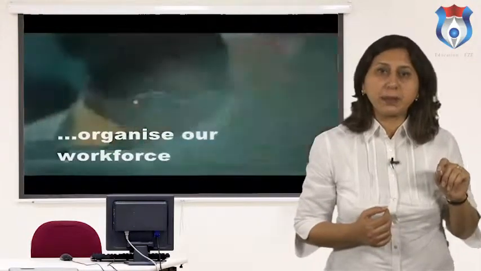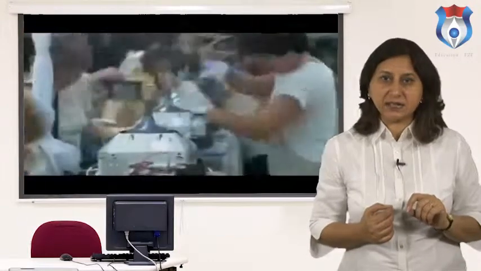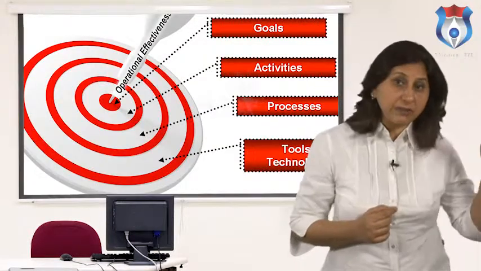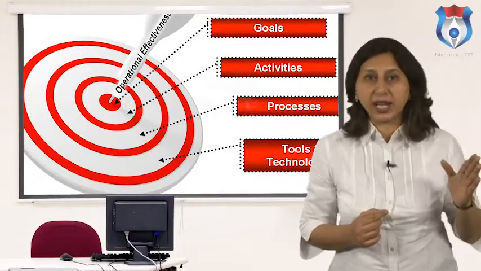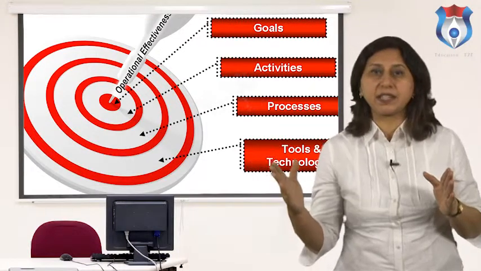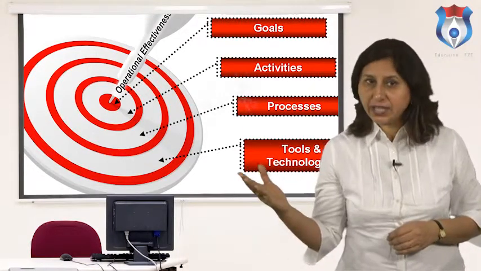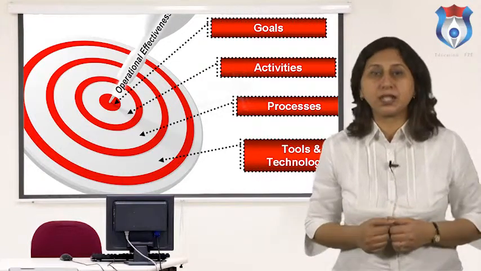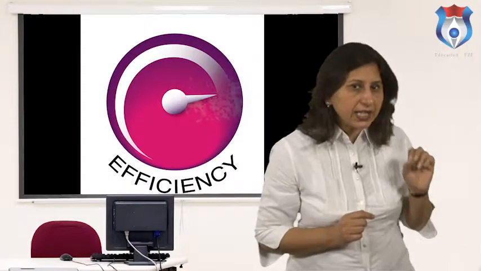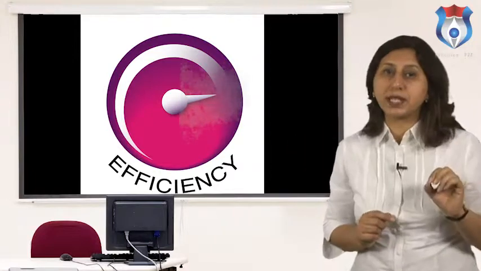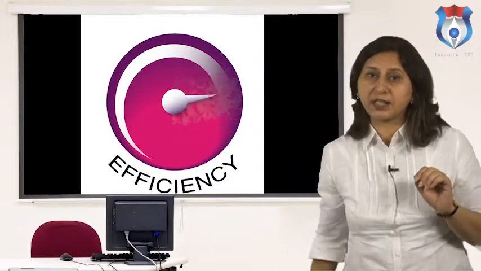Productivity can be improved by ensuring efficiency and effectiveness in the operations of the firm. Effectiveness refers to achievement of stated organizational objectives, while operational effectiveness includes goals, activities, processes, tools and technologies. Efficiency denotes the judicious use of resources to achieve organizational objectives. In the words of Peter Drucker, efficiency means doing things right, while effectiveness means doing the right things.